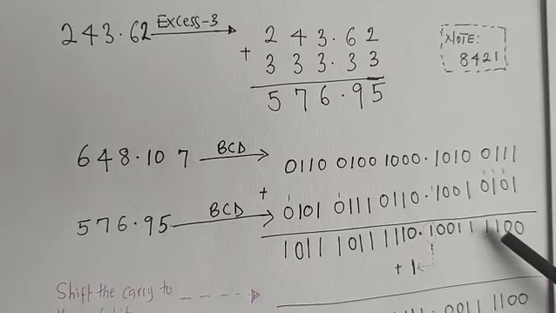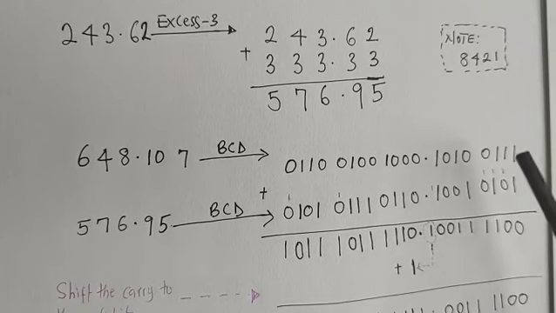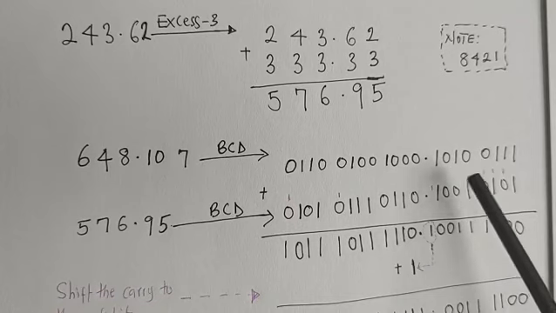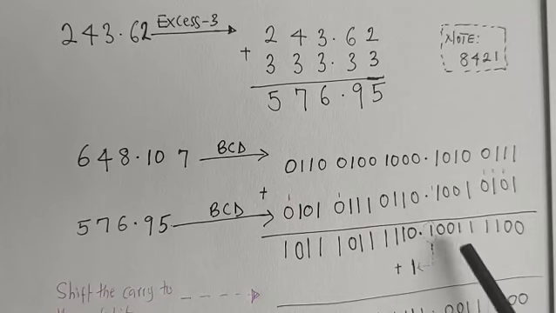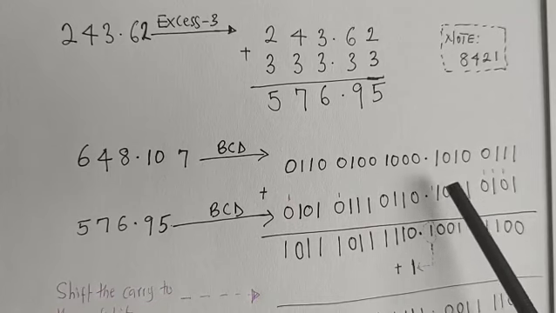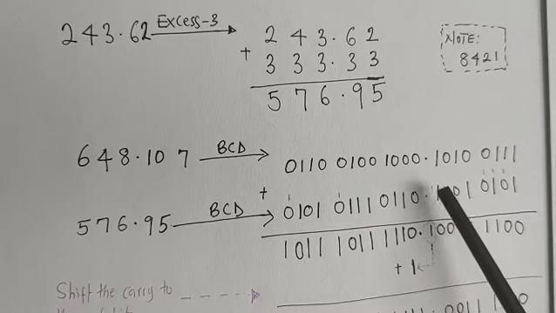So in this case, no carry is generated after this operation. Now let's move to the next segment of bits. 0 plus 1 is 1. 1 plus 0 is 1. 0 plus 0 is 0. 1 plus 1 is going to be 0 with a carry generated.